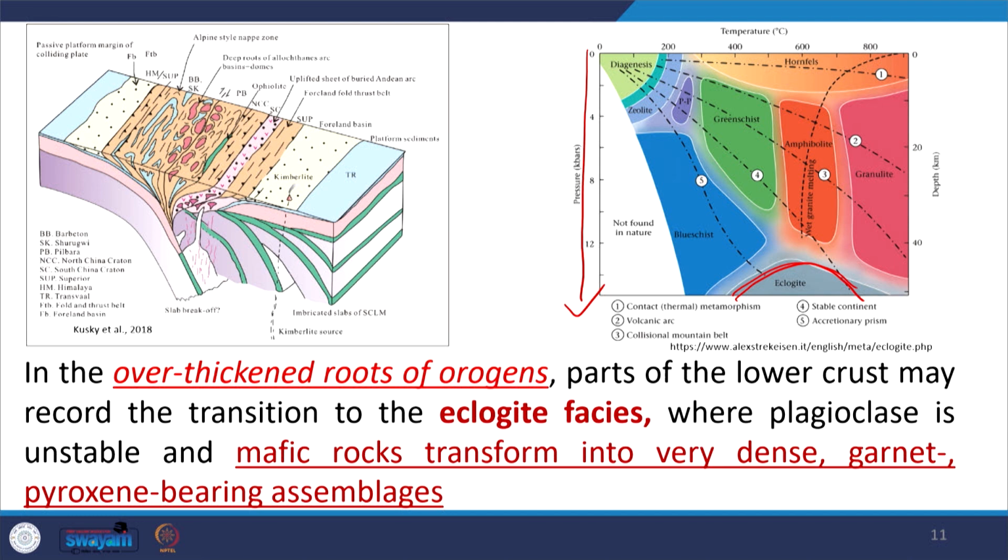Why is plagioclase unstable? Because if you remember Bowen's reaction series, plagioclase forms at higher temperature, equivalent to olivine and pyroxene. So, once we increase the pressure and it is low temperature, plagioclase is not present at that temperature and pressure regime. That is why plagioclase is converted to more mafic content. It is transformed to high-density phases, that is, garnet and pyroxene-bearing assemblages.